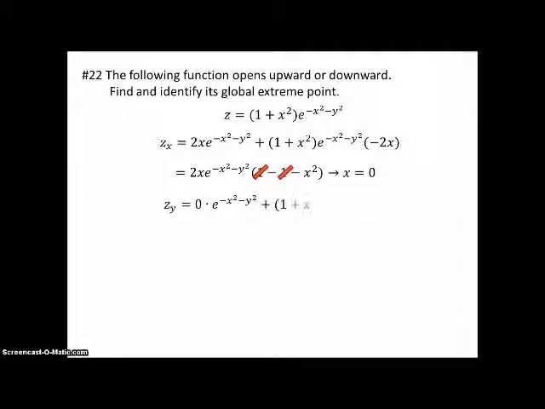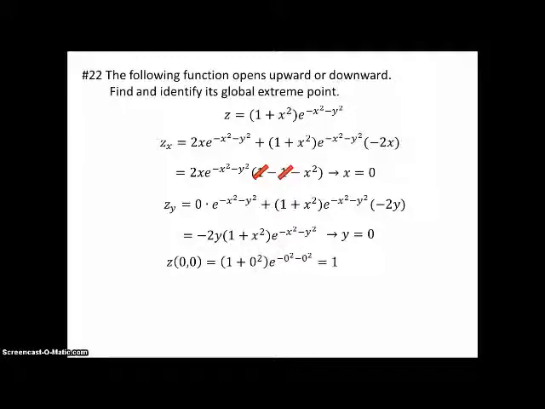And here's the derivative with respect to y, and notice that this time the derivative of 1 plus x squared is 0. And the derivative of the exponent in that second term is -2y. So simplifying that a little bit, we get a solution of y equals 0. And the problem told us there would only be one extreme point. Now we plug that back in to get the z value, and we get 1 for the z value.